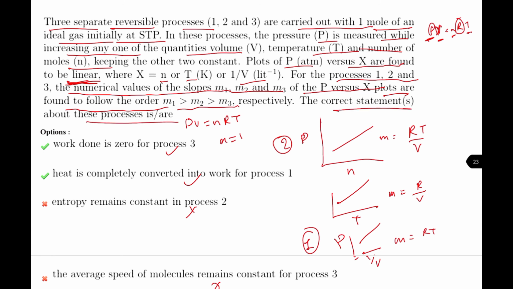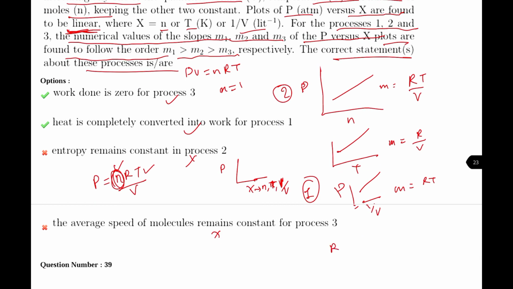The correct statement is, so concluding that what they are doing, they are plotting a graph of P versus some variable X. X can be n, T, or 1 by V. So if you see P equals nRT by V, if you change n and keep other things constant, the slope will be RT by V. So for the P versus n graph, slope is RT by V. For the P versus T graph, slope is nR by V. For the P versus 1 by V graph, slope is nRT.